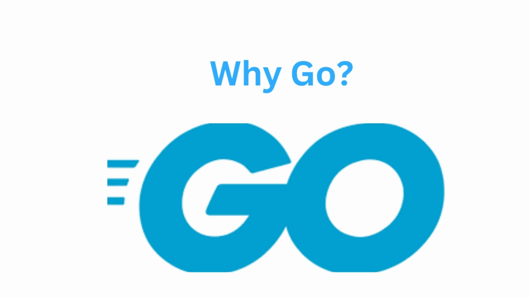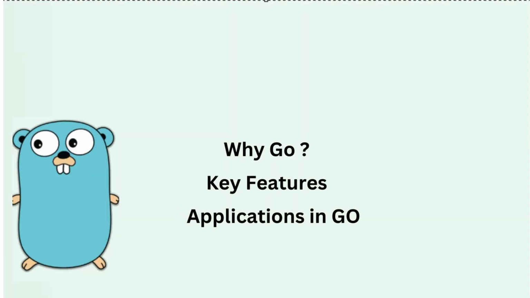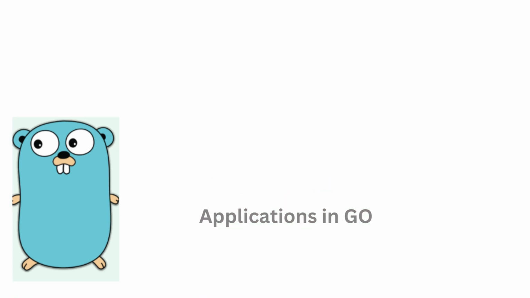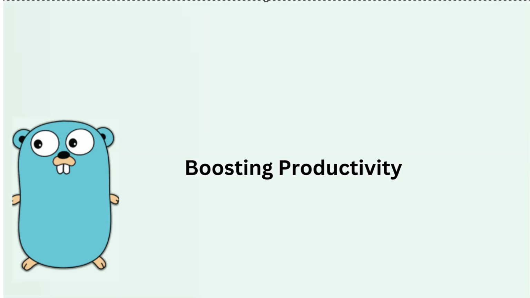So now comes the interesting question. Why Go? What is the need of another programming language and how is it better than the rest of the programming languages? In this video, I will explain why Go was developed, highlight its key features, and showcase some applications built with Go. The first and foremost reason why Go was developed is for boosting productivity.